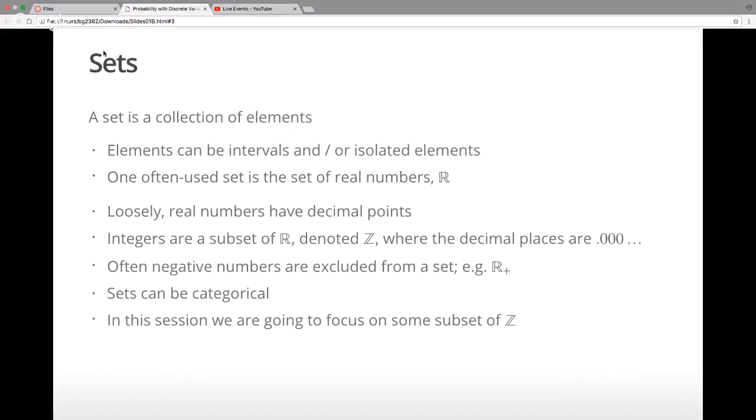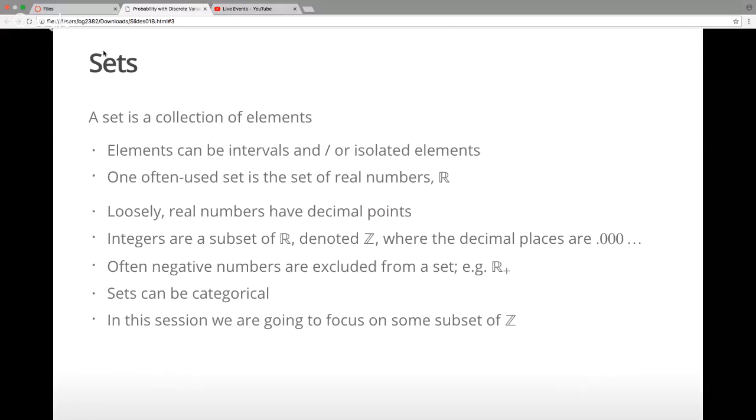So the first is the definition of what is a set. A set is just some collection of elements. In general, that can be either a finite set or an infinite set. So it could be intervals of numbers. It could be isolated numbers like 3, etc. And probably the most used set, at least for probability, is the set of all real numbers: negative numbers, 0, positive numbers. We won't be using anything relating to complex numbers in this class.